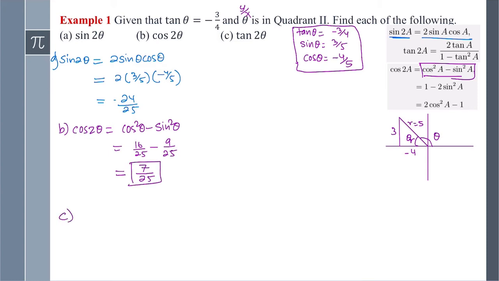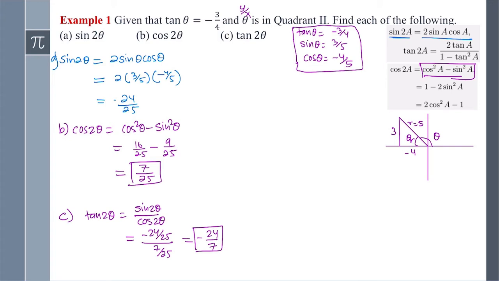And then C, we have tangent 2 theta. We can find this in two ways. We know that tangent 2 theta is sine 2 theta over cosine 2 theta. So if we do sine 2 theta over cosine 2 theta, sine 2 theta is negative 24 over 25, and cosine 2 theta is 7 over 25, and that gives us negative 24 over 7.